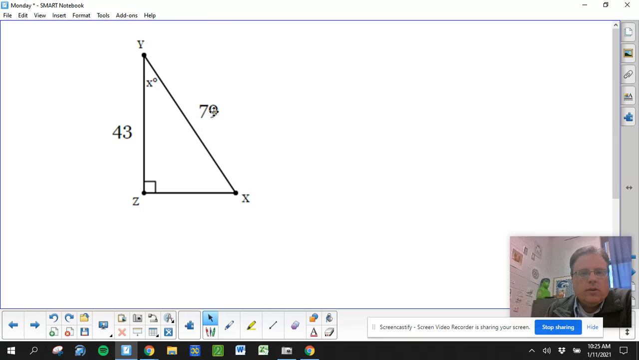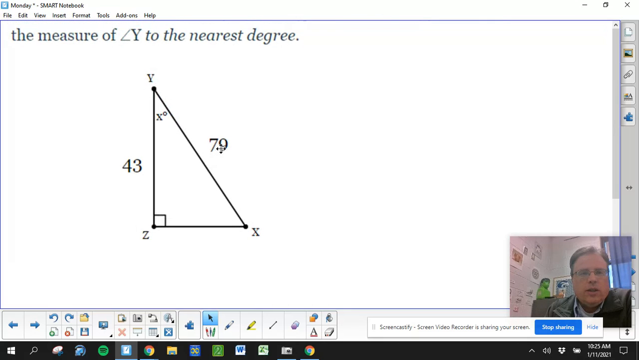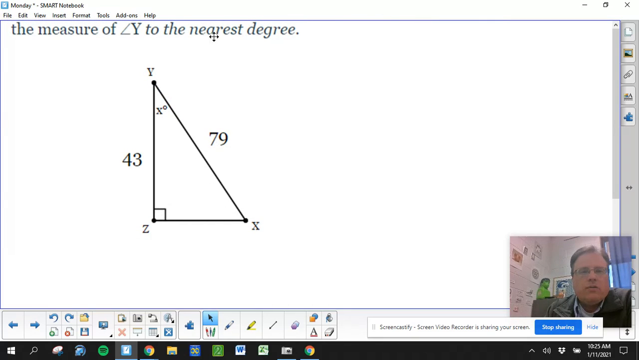What I'm going to do is ease up what's on the screen. Just keep this and the last instruction. We have to find the measure of angle y, which is that little x right there, to the nearest degree, which means whole number. It's not too hard of a problem.